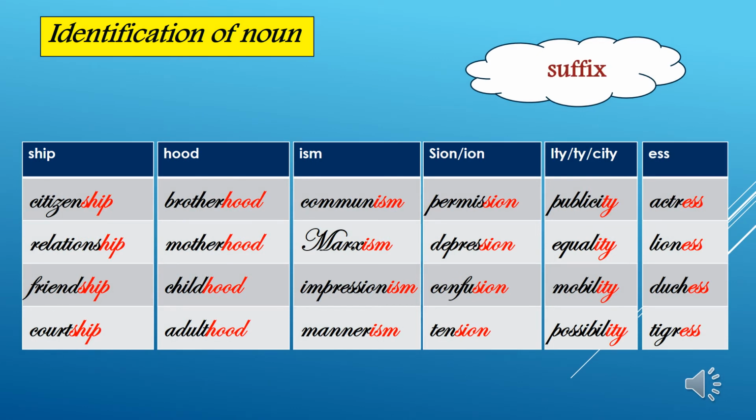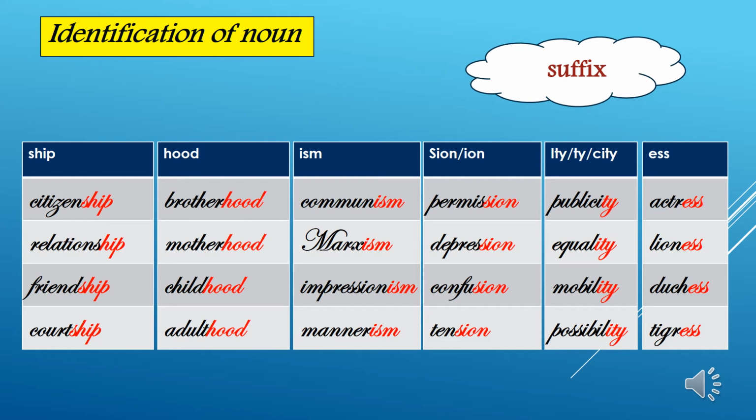More suffixes which form nouns: ship, hood, ism, sion, ity, ess. All these, if they sit at the end of a word, form nouns. So, citizenship, relationship, friendship, courtship, all these words have ship at the end. So, all these words are nouns.